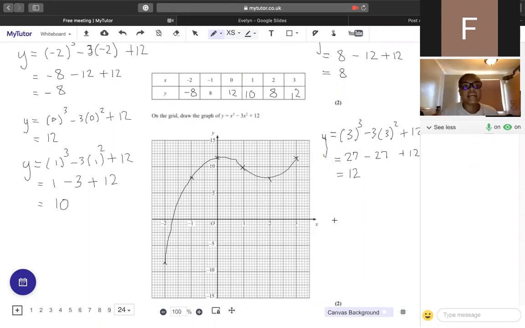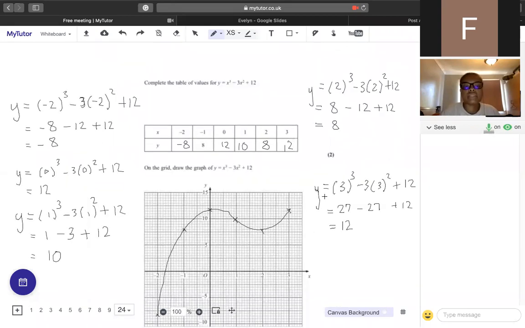So hopefully that clears up cubic and reciprocal graphs for you. So let's look at some questions then.